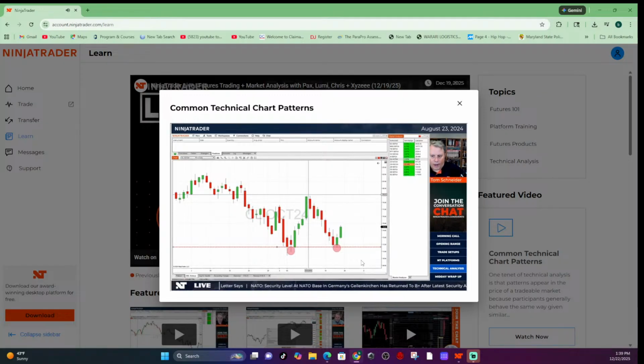So now what I'm concerned about is, where did it retrace to? I'm going to put a horizontal line here.